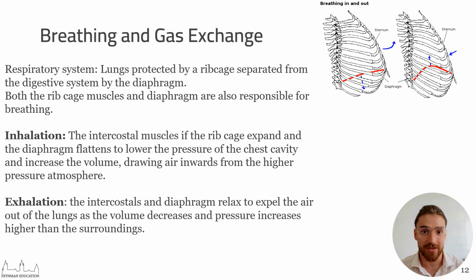Now when we breathe outwards, our intercostal muscles are going to relax, so they're going to go back down, and our diaphragm is going to move upwards. This is going to decrease the volume, increase the pressure of our lungs, and so the air moves out, and that is exhalation. Okay, so inhalation: diaphragm flattens, rib cage expands. Exhalation: rib cage contracts, relaxes. Okay, diaphragm moves upwards, and we exhale. Okay.